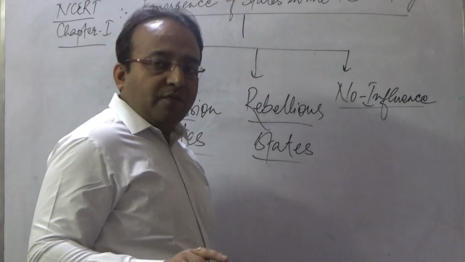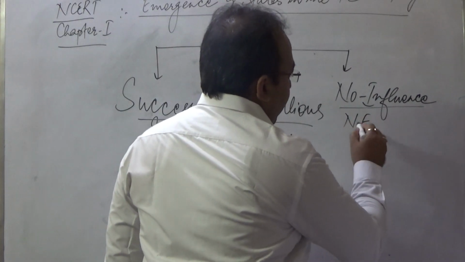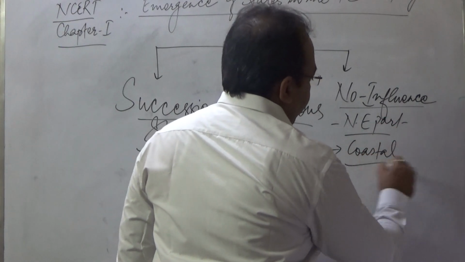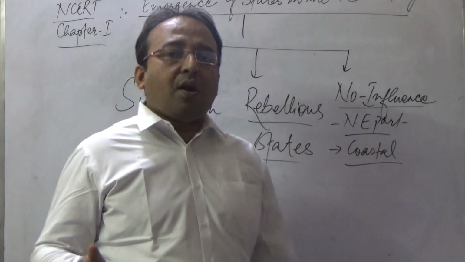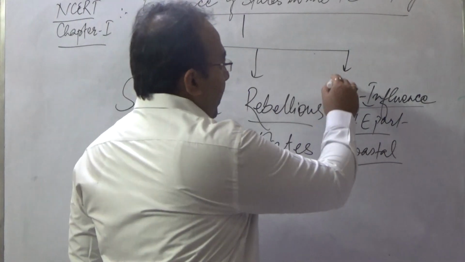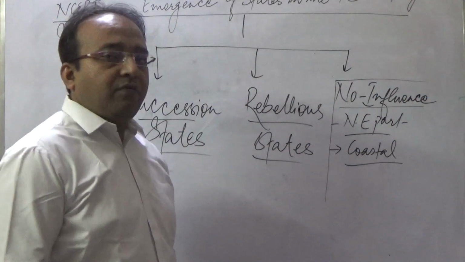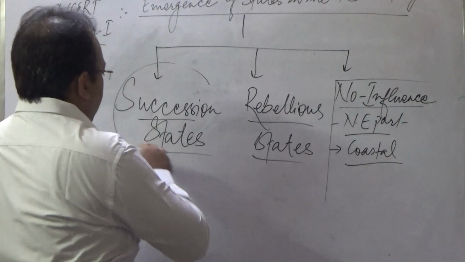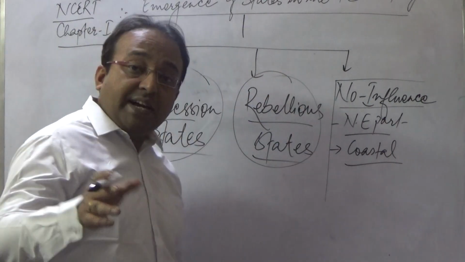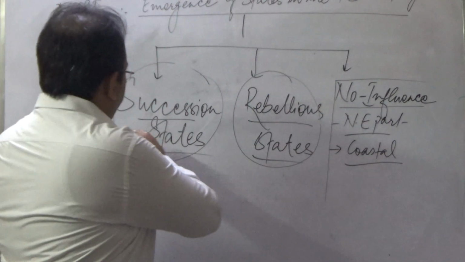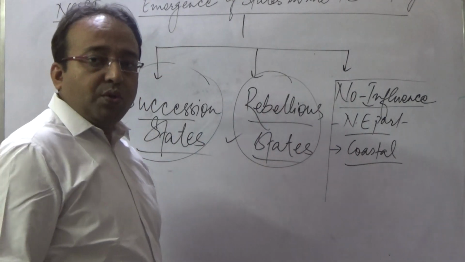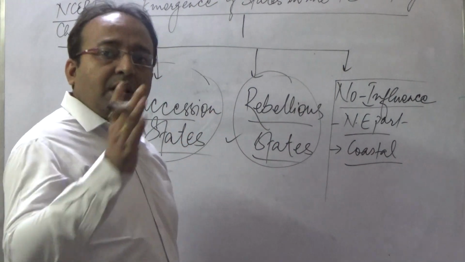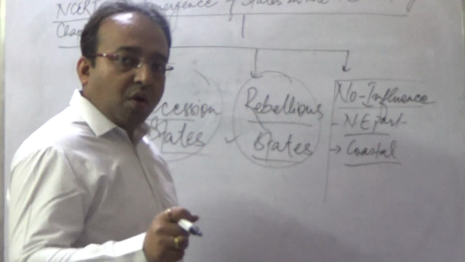especially in certain pockets of India like the northeastern part of India, then the coastal regions of India towards the west and the eastern coastal regions of India. But there also we had some minor states which had no influence from the Mughal authority. On the other hand, we have the 2 major groups of states, which is also mentioned very clearly in the NCERT, that we had succession states and rebellious states in the 18th century after the declining power of the Mughal authority in India.